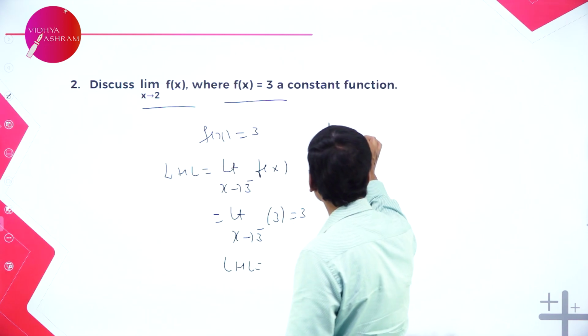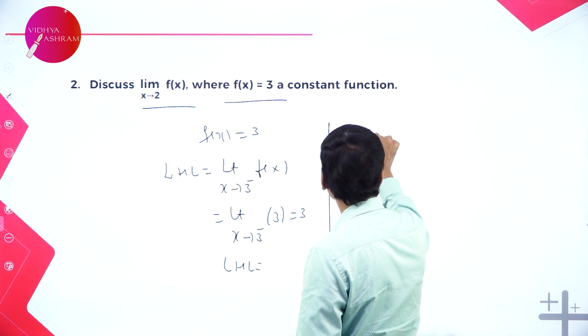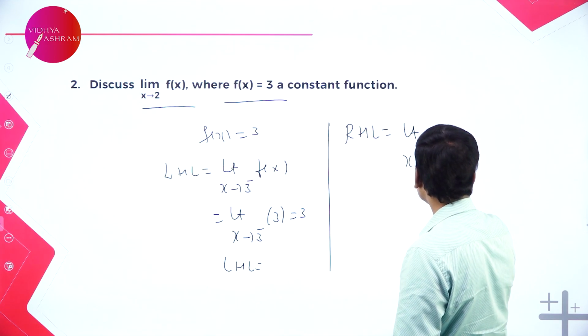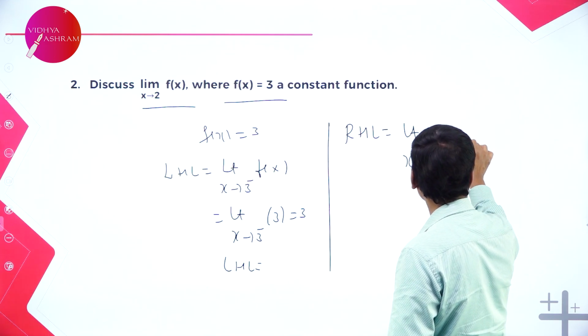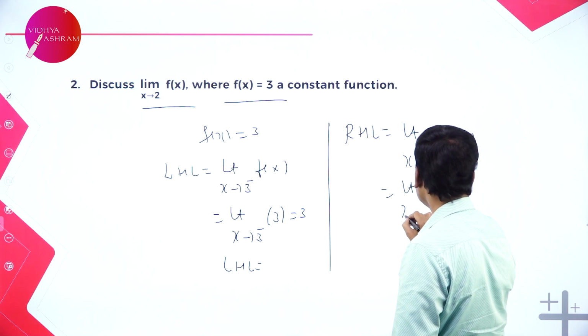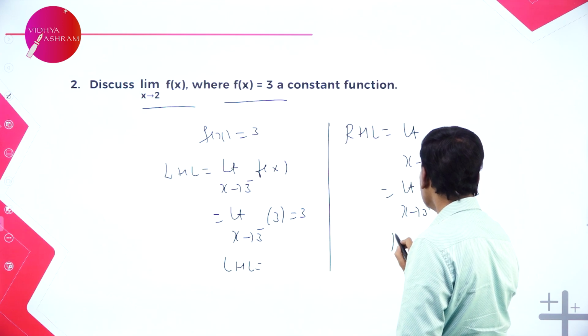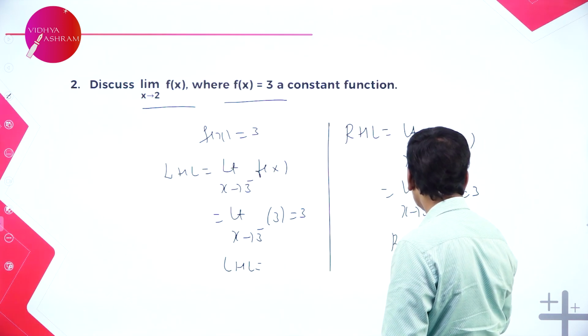Similarly, on the other hand, the right hand limit of the function, since this is a constant function, is the limit as x tends to 3 plus of f of x, and f of x is 3, so again this is equal to 3. So the right hand limit is also equal to 3.